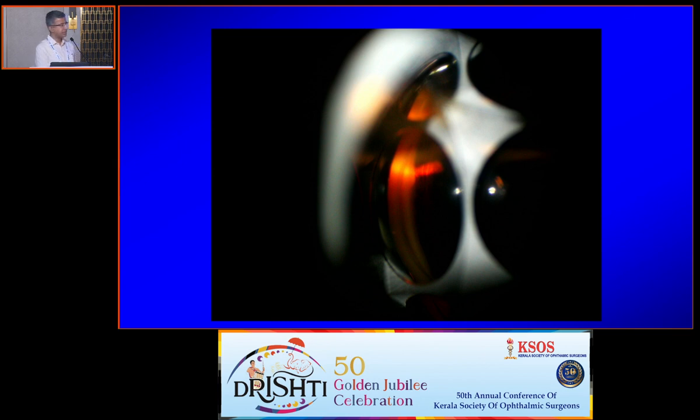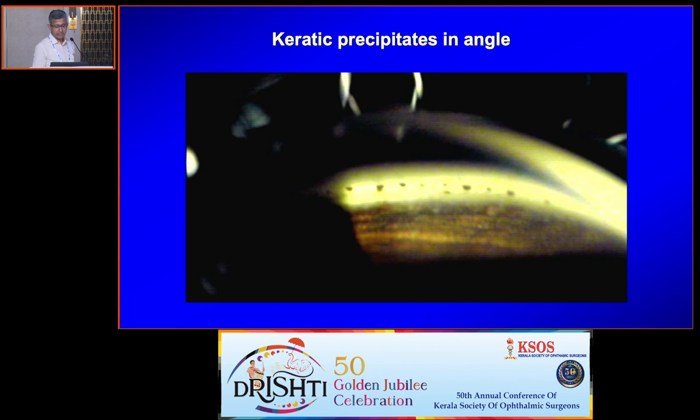So this is difficult to see here. It's very, very difficult to photograph a KP in the angle because it's transparent or translucent. So if I can see it a little bit here, if you look at this little bump there, that is actually a KP in the angle. But what you will normally see is this.